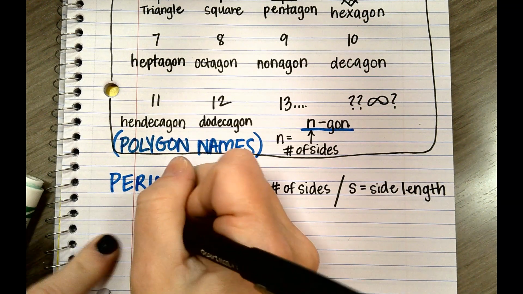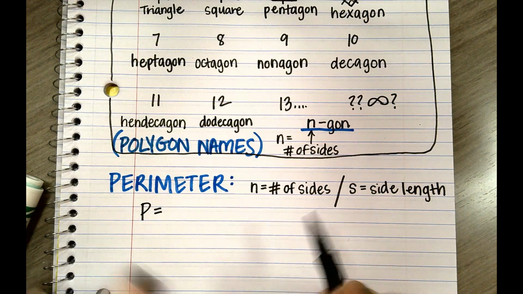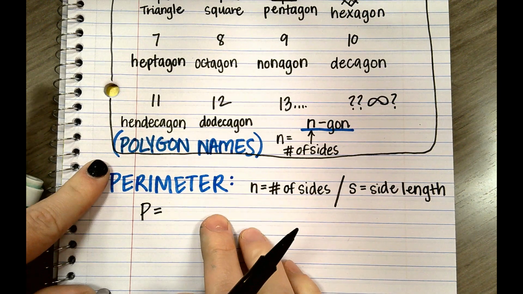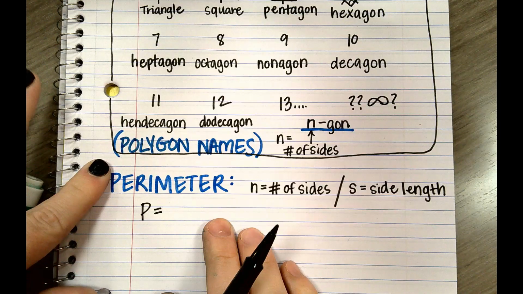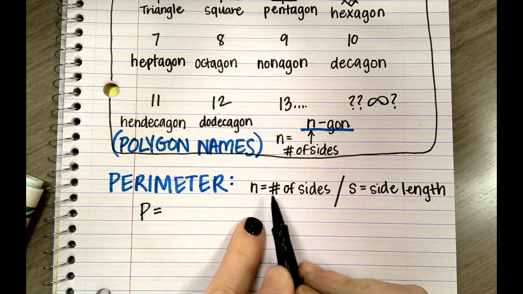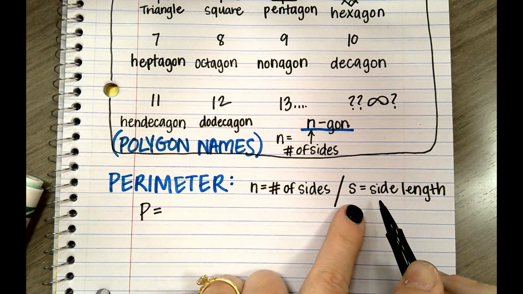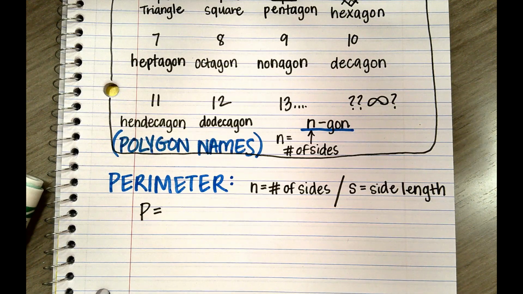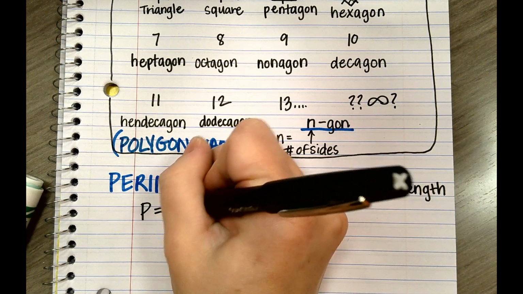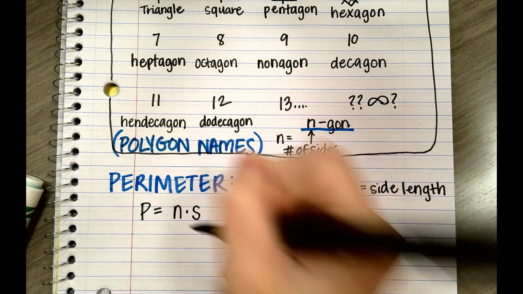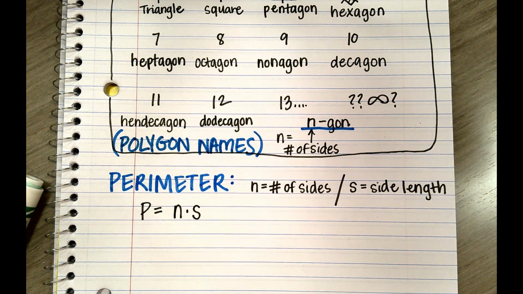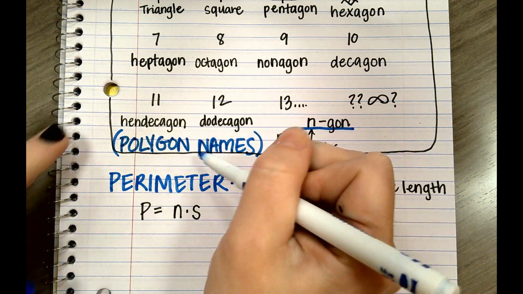So the formula for finding perimeter is just, now this is for regular polygons only. This won't work for every shape, just whenever all the sides are the same. We're going to have n times s. However many sides there are times that length. And that's going to give you the perimeter. So perimeter equals n times s. Like that formula in my notes.